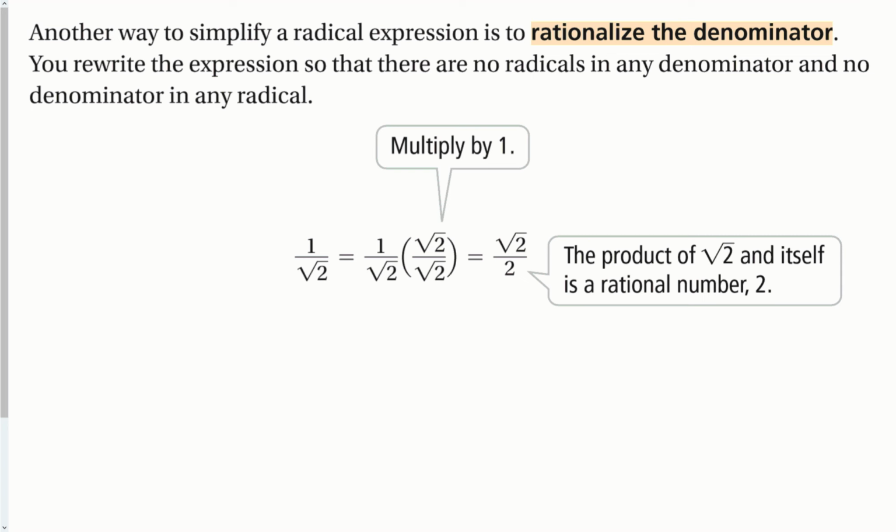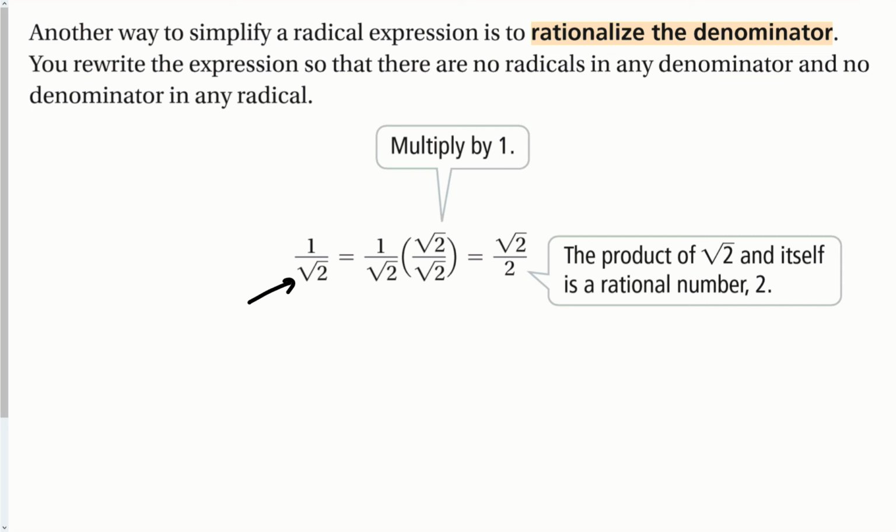Another way to simplify a radical expression is by doing something called rationalizing the denominator. We do not leave radicals in the denominator. So whenever we have a radical expression that has a radical in the denominator, like that, we always strive to get rid of the radical in the denominator. Now when it's a square root, it's usually pretty simple. We multiply the number by itself, and that gets rid of the square root.